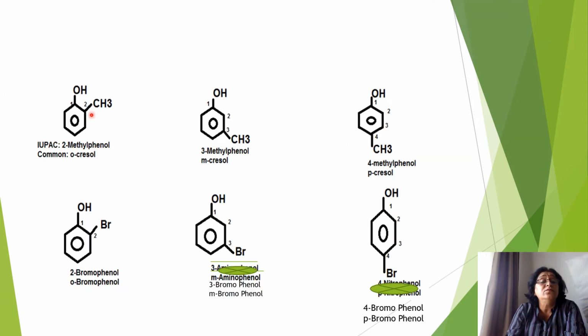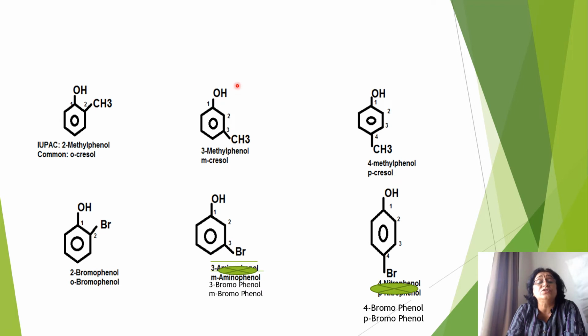See here now, you have an OH-containing benzene ring. The carbon containing OH is given the first position. Then you have a methyl group attached in the second position. So this is 2-methyl phenol. And the common name is what? Orthocresol. Clear?